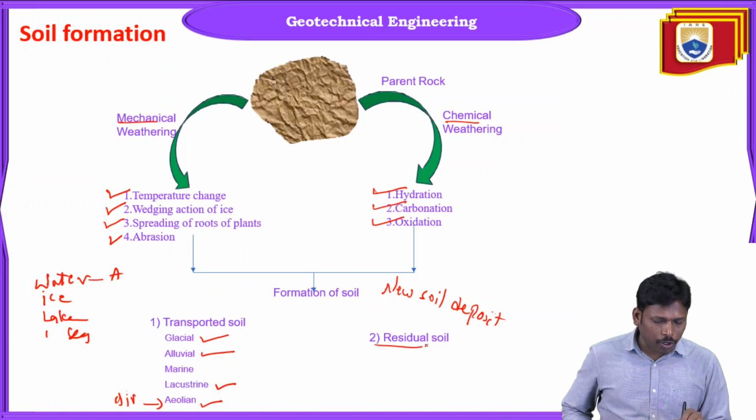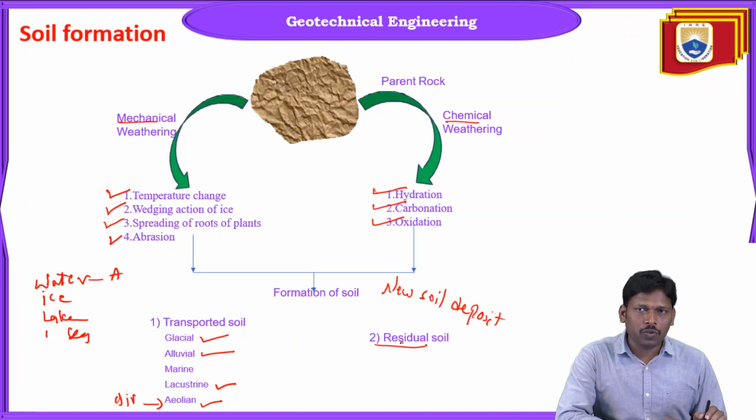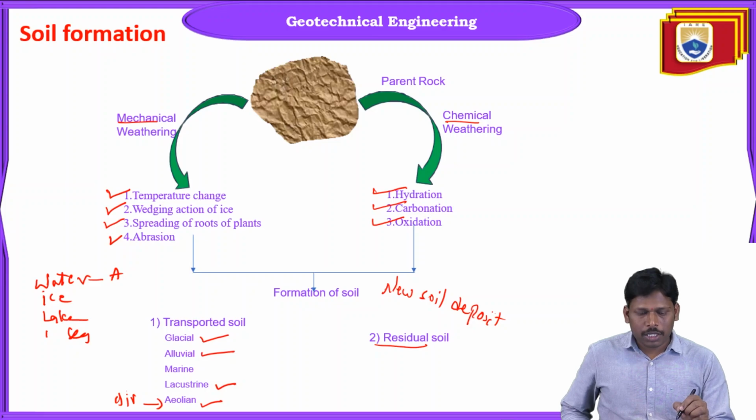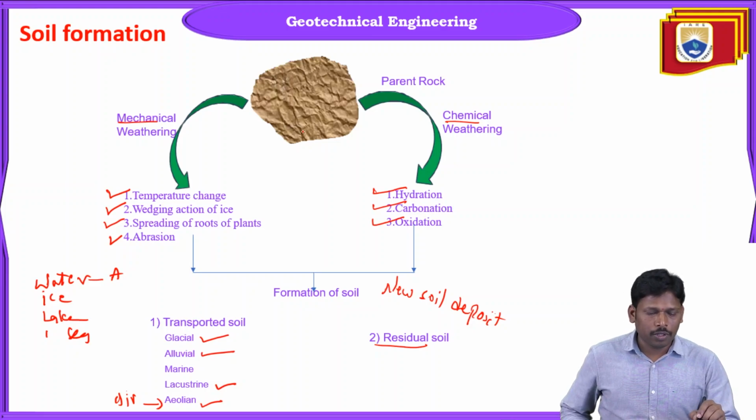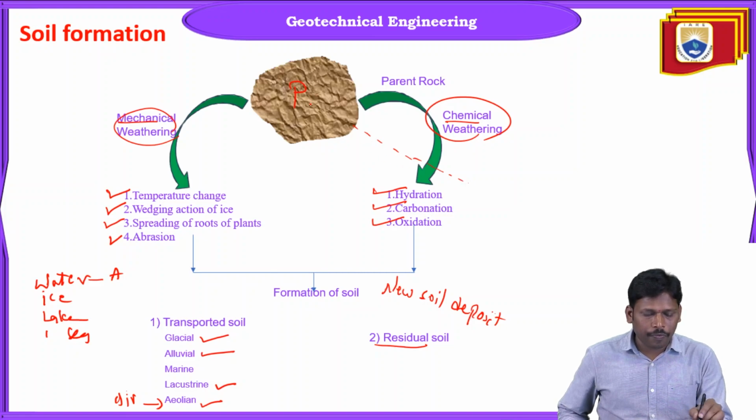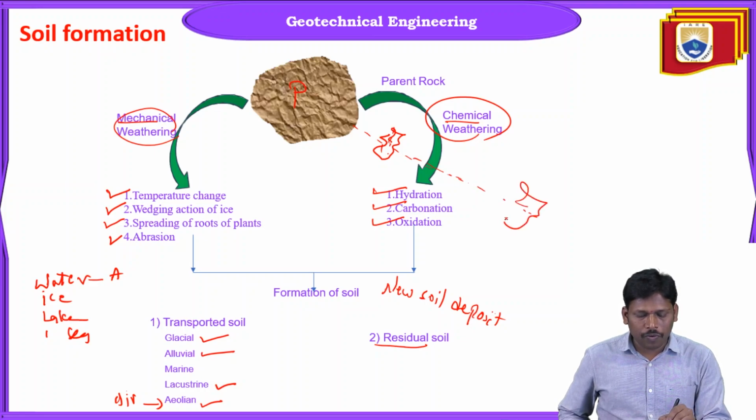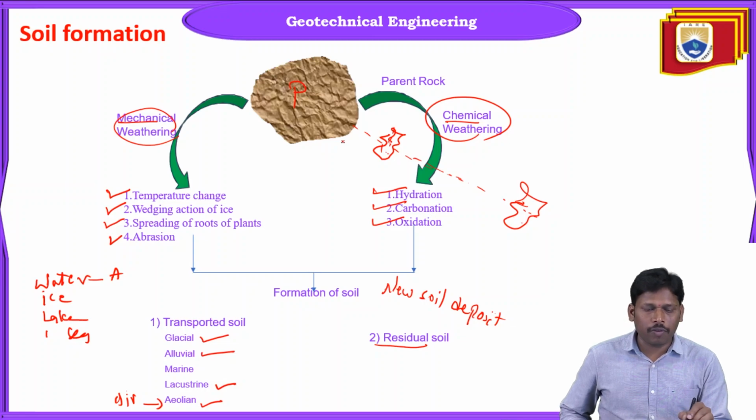And another one is the residual deposit. The residual deposit or residual soil and the transported deposit or transported soil are based on the distance from the parent rock. Suppose this is a parent rock, and due to disintegration, any one of these weathering processes has taken place. Within a shorter distance from this parent rock, some new deposit is formed, and another deposit is formed very far away from this parent rock.